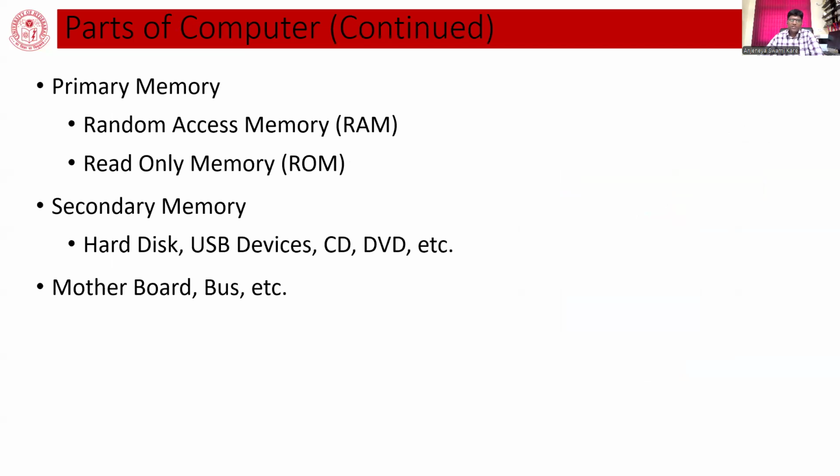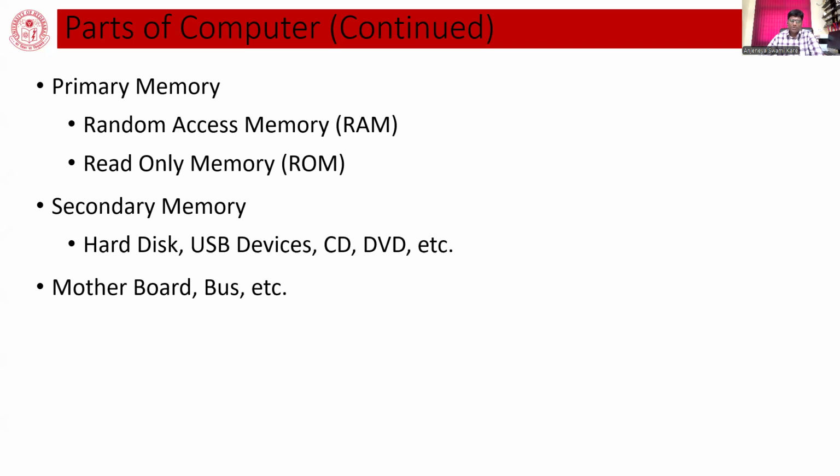So other parts of the computer, primary memory. You can see two kinds of primary memory: random access memory, RAM. This is called main memory. Read-only memory. So this is where some important programs which are responsible for loading your operating system will be stored. Then we have secondary storage devices, hard disk, USB devices, CDs, DVDs, etc.